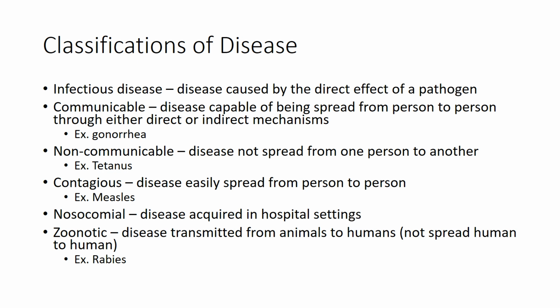A nosocomial infection is a disease acquired while you're in the hospital. In order for it to be classified as nosocomial, it must not be the reason that sent you to the hospital. So it has to be a disease that's caused by something different than what you went into the hospital for. A zoonotic disease is a disease spread from animals to humans. So zoonotic is a type of non-communicable disease. An example would be rabies. To get rabies, you must come in contact with an animal that has the disease.